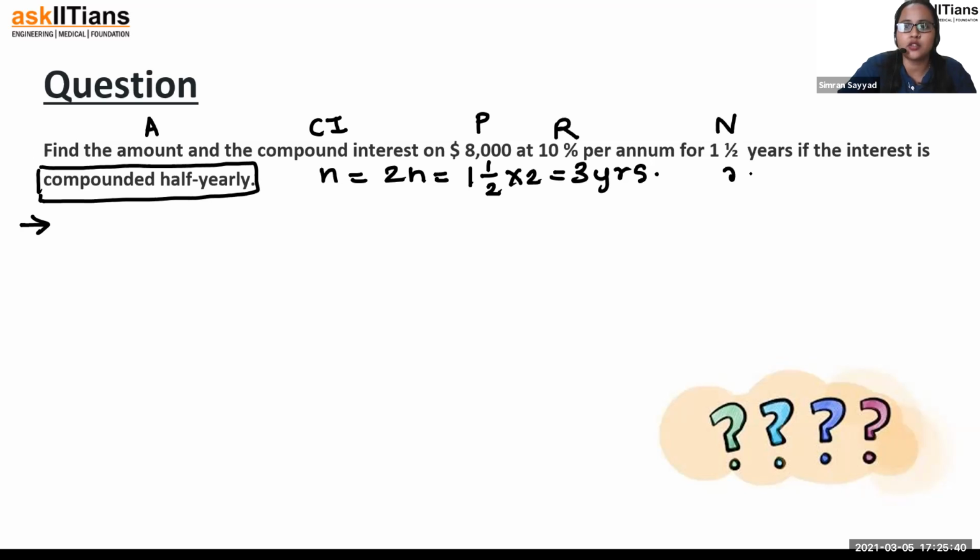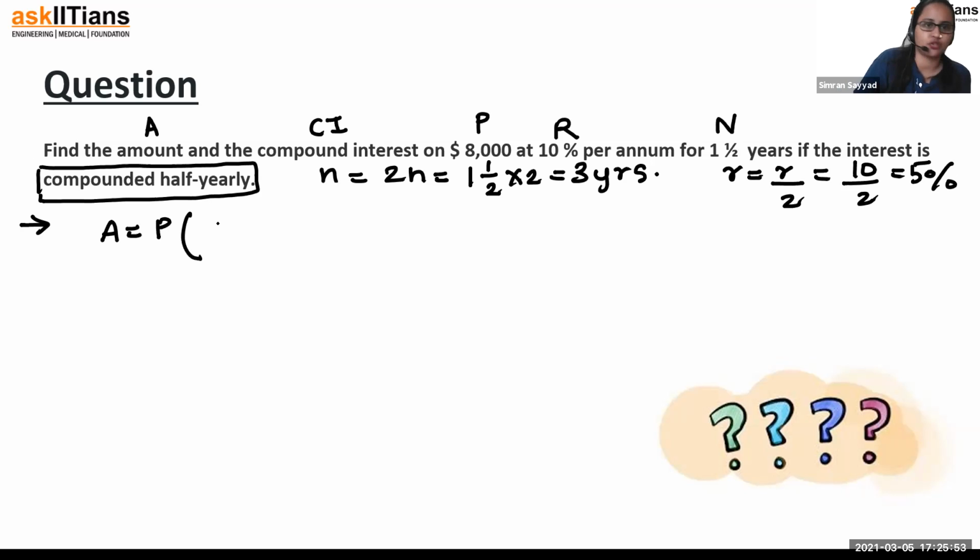And the rate of interest becomes R by 2, so 10% by 2 becomes 5%. First you have to do this, and then you go for calculating your amount. So amount is nothing but P into bracket 1 plus R upon 100 raised to N.